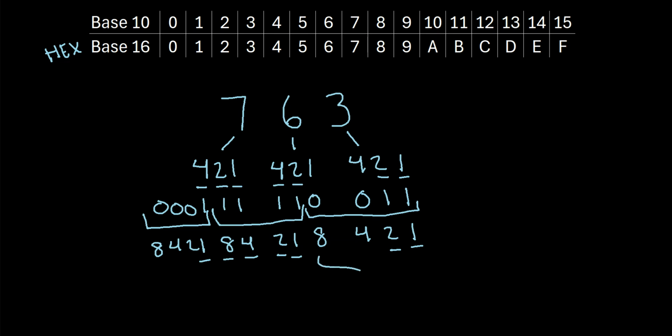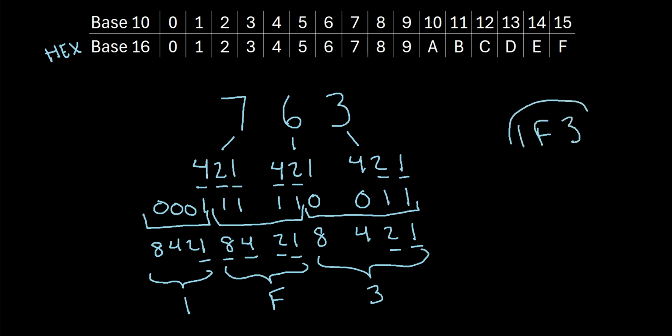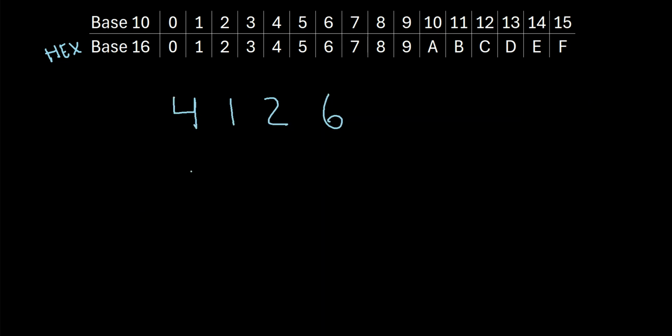Okay, so the last step is we're going to say, what is the sum of this group of 4? Well, we have 2 plus 1. That's 3. What about the sum of this group of 4? 8 plus 4 plus 2 plus 1. That's 15. But remember, in a hexadecimal system, 15 is represented by an F. So we'll say F. And in this last group right here, just the 1 is underlined. So this is just a 1. So our final answer is 1F3. So the octal number 763 corresponds to the hexadecimal number 1F3.